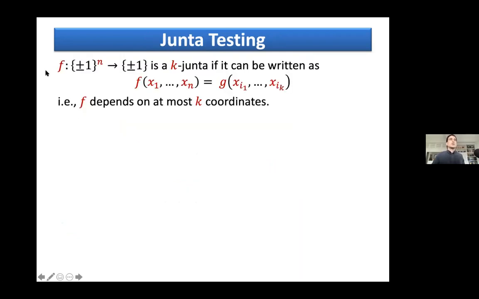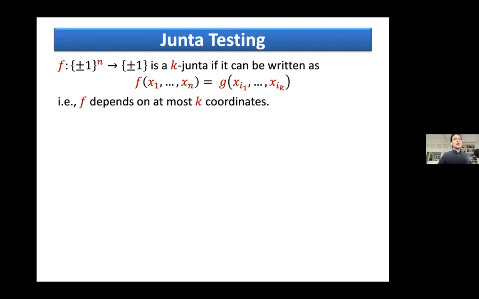So let's talk about junta testing. This is one of the classical problems that was studied in property testing. A function is called a k-junta if it depends on at most k coordinates, or more precisely, if you can write f of x1 up to xn as g of x_i1 up to x_ik, where i1 up to ik are some k coordinates.